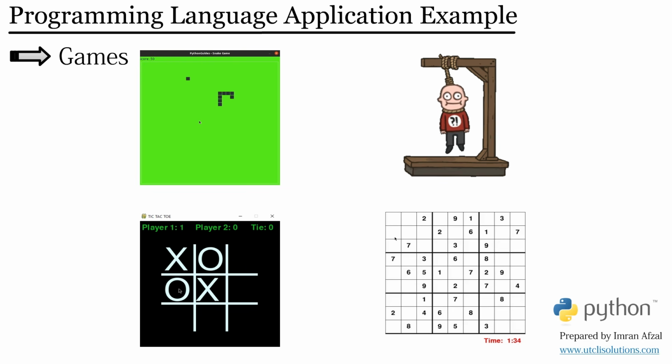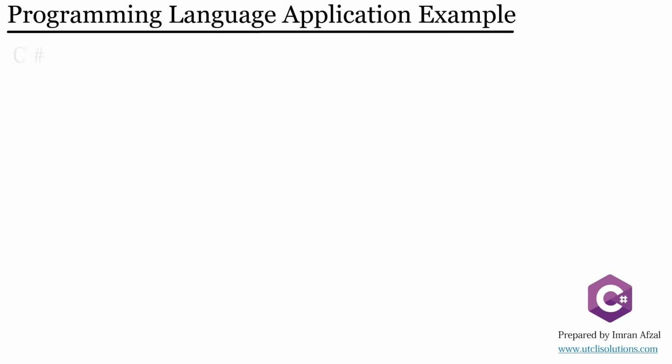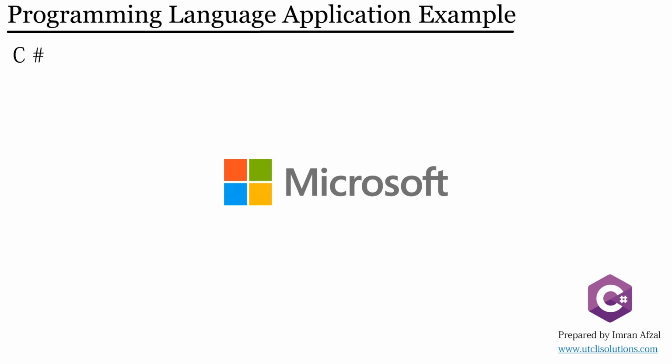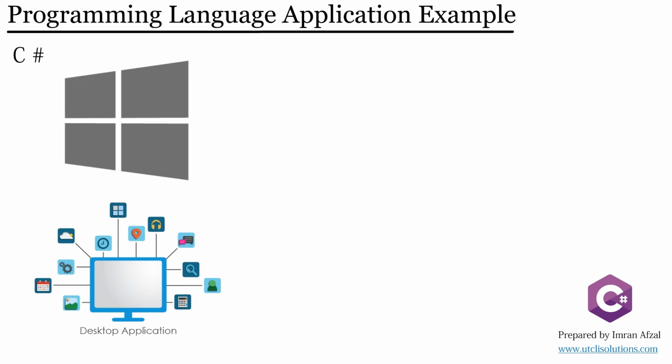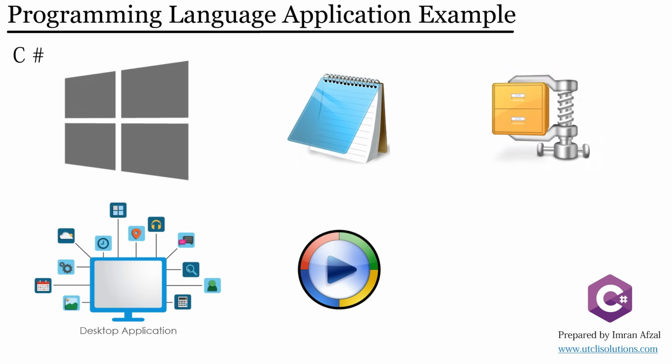Then moving on to C Sharp. While C Sharp is a programming language made by Microsoft, it is used to create different types of applications such as Windows desktop applications, like text editor, media player, file compression.